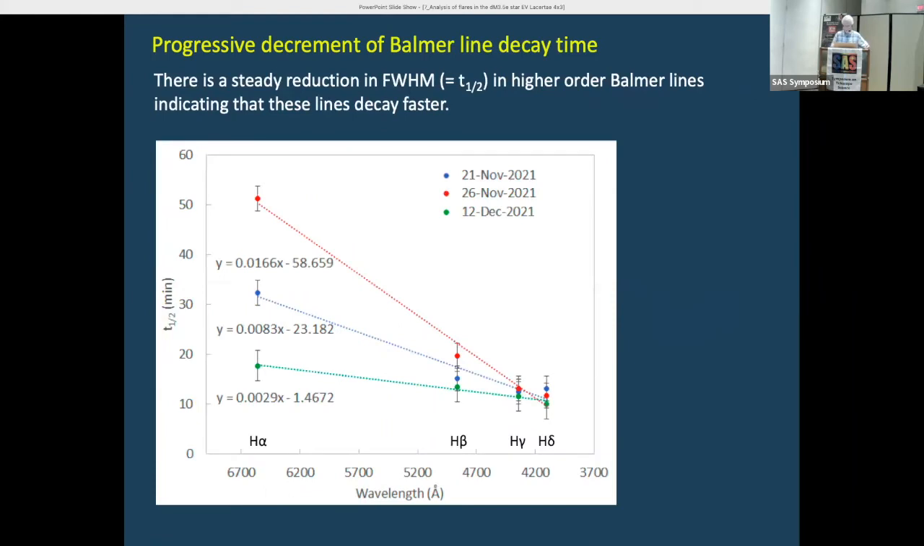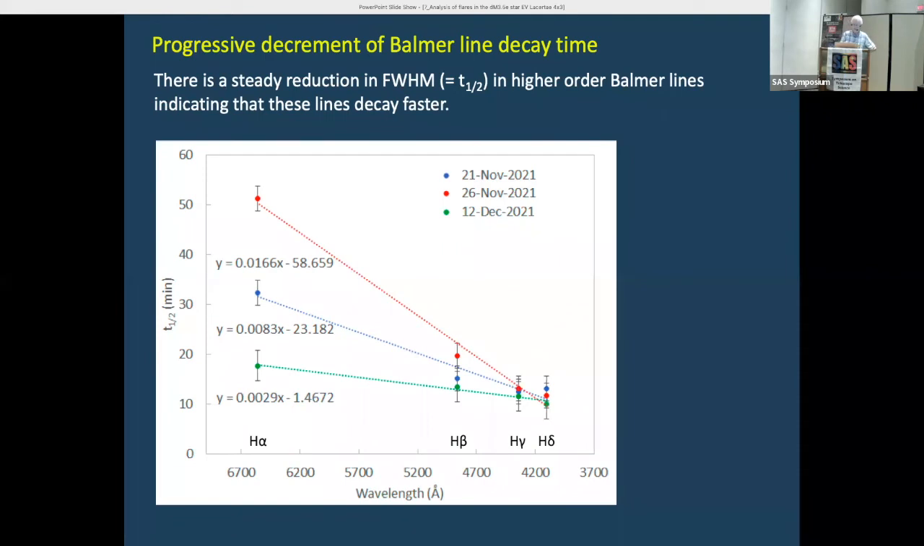And another measurement here that I think Bob mentioned was this T1/2, which is the full width half maximum of the peak in the Balmer lines. And as you go from hydrogen alpha through to hydrogen delta, you see that the duration gets less and less. The peaks are much wider and last longer in hydrogen alpha than they do in hydrogen delta. Again, that's something that's been seen very much before and published.